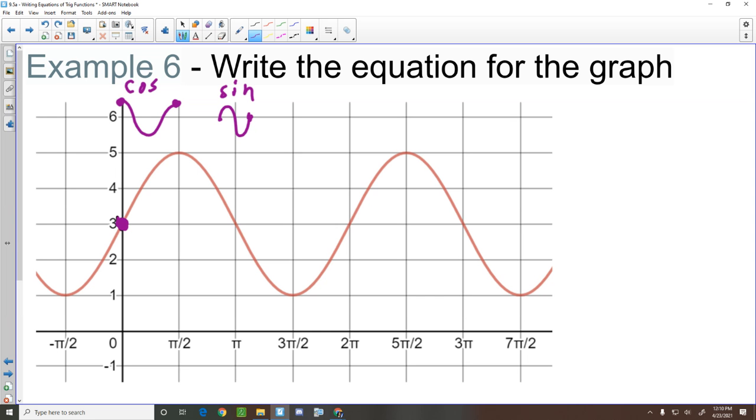Because sine starts at 0, now it won't always be 0 on the graph because remember that midline can shift. I could move that graph up several units, so it won't always be on 0. But cosine always starts at a crest. Also, these could be flipped if they're upside down. But we're not going to look at any flips this unit, but just know if it starts in the middle of that increase or decrease, it's sine. If it starts at the crest or the trough, it's going to be a cosine wave.